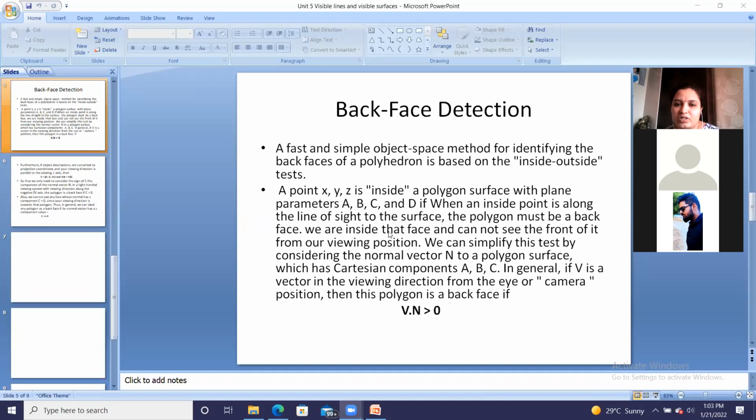Now we are going to start with the backface detection. We have seen a simple test in the previous lecture. What is the meaning of backface? The very basic thing is that it uses the inside outside test, and it is the object space method that we have already discussed. And it uses the formula or the expression for the faces of a polyhedron.